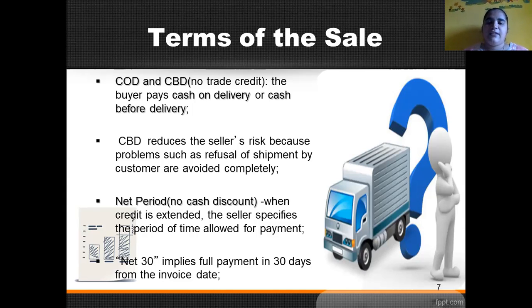Then net period or no discount. When credit is extended, the seller specifies the period of time allowed for payment. Okay, so net period means without discount, you are saying pay me after 30 days. So if I say net 30, it means that after 30 days, you have to pay me. 30 days of what? 30 days of the invoice date, or the bill date, or the date of your taking the delivery. So net 30 means without any discount, after 30 days of the bill date, you have to pay the amount. So this is called net period without discount.